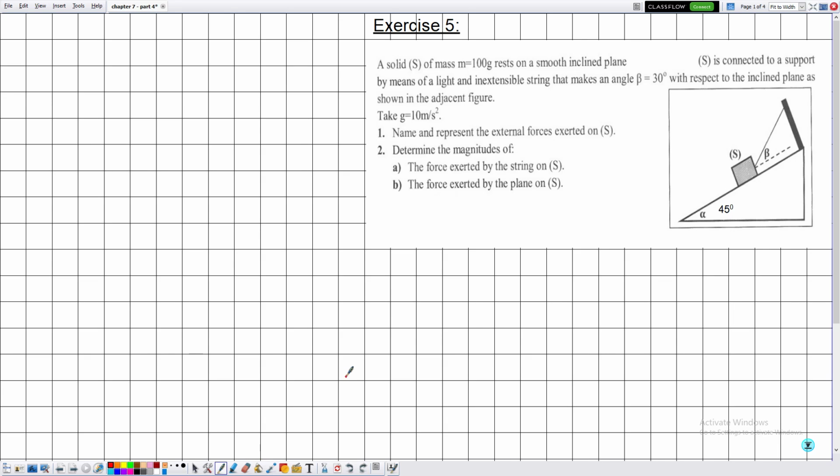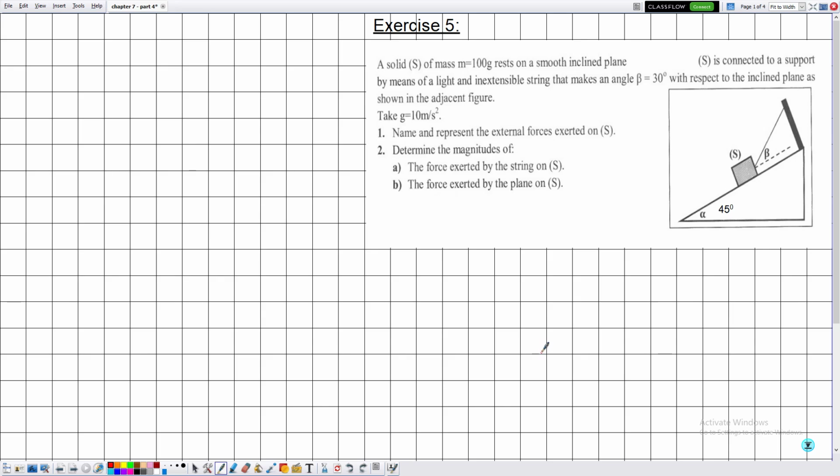So we have reached part 4 of chapter 7, which is Newton's second law for grade 11 students. Now in this part we are going to solve some exercises and we are going to introduce the notion of dynamics. So let's start with exercise number 5.